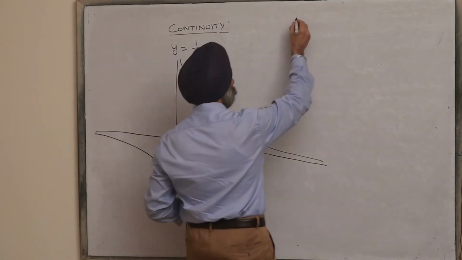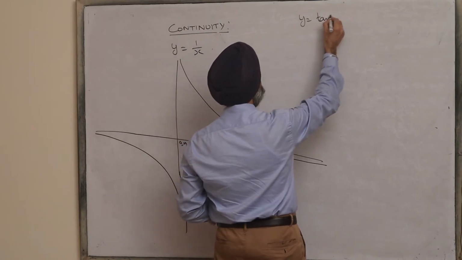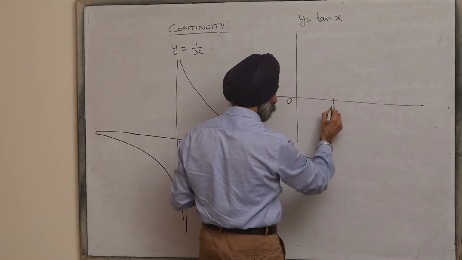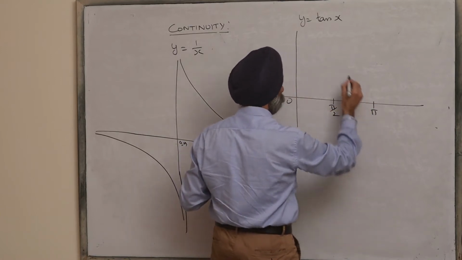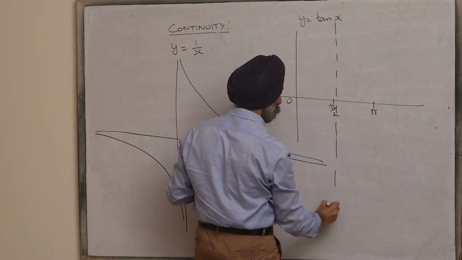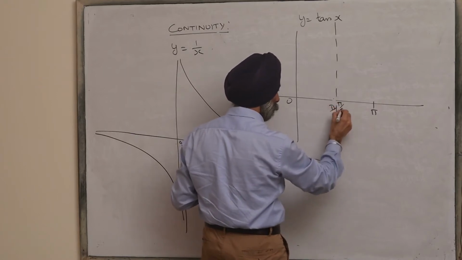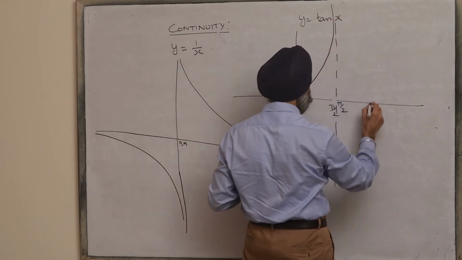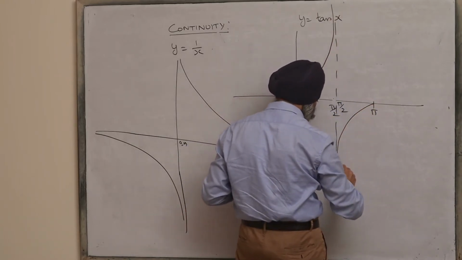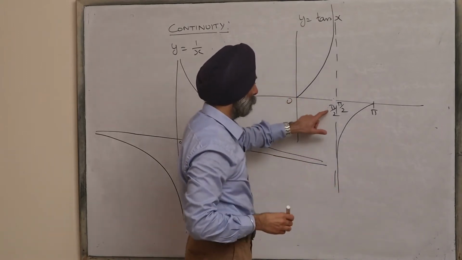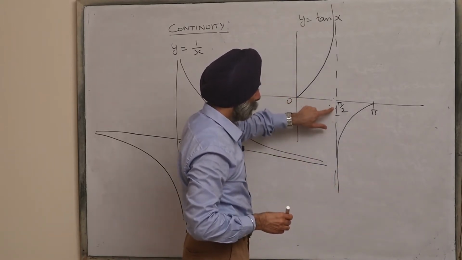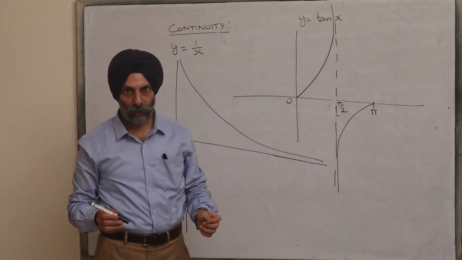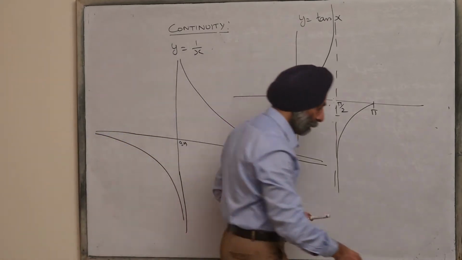So this can be the graph of a discontinuous function. Furthermore, if I plot the graph of y is equal to tan x, this is 0, this is 90 degrees, this is 180 degrees, so this is your pi by 2 point. If I plot the graph of tan x in the first quadrant, it goes this way, and in the second quadrant it goes this way. You can see that the graph is not continuous at the point x is equal to pi by 2.